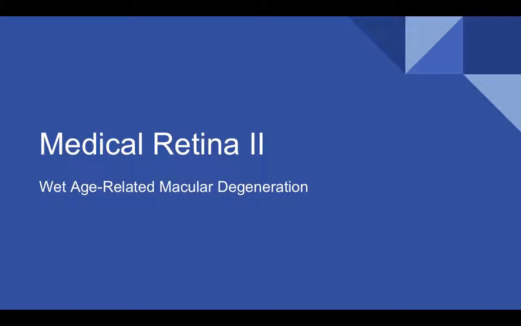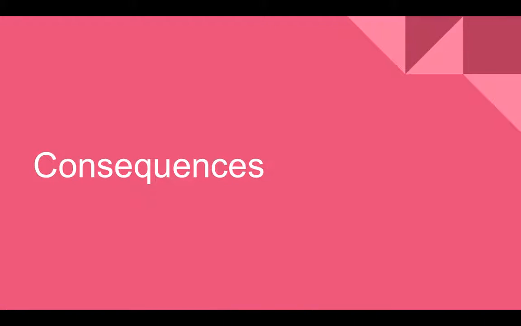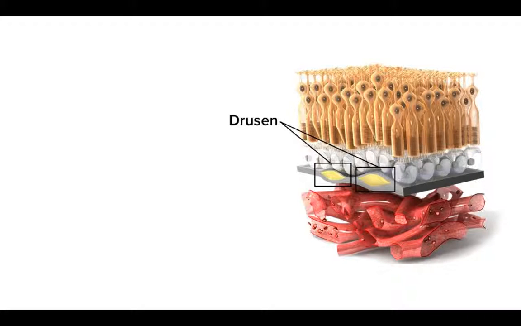Okay, so this is the first lecture on wet AMD. The incidence of wet AMD is 40,000 per annum in the UK alone. So what are the consequences of this?